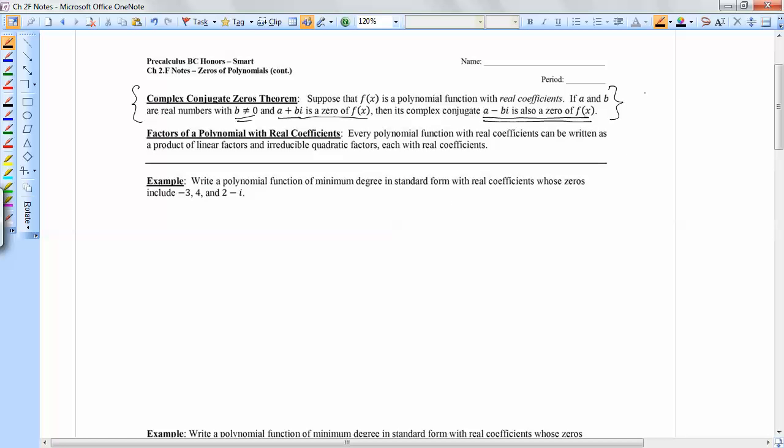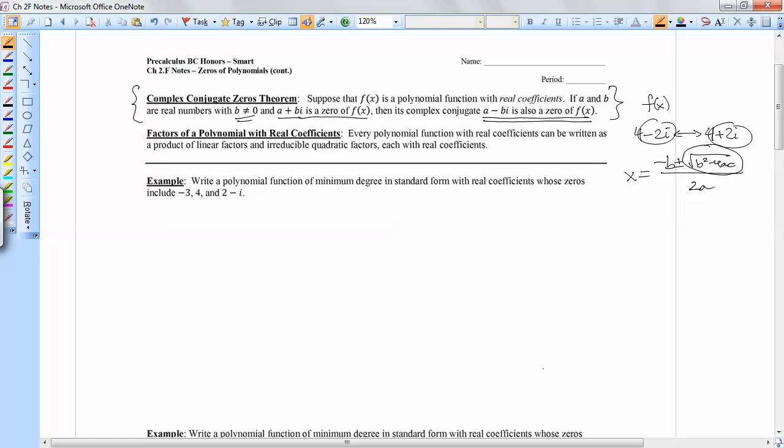So like if I told you that you have some function and you know that 4 minus 2i is one of the zeros, then you also know that 4 plus 2i is going to be another zero. They come in pairs because of the quadratic formula. Remember, the quadratic formula is negative b plus or minus square root b squared minus 4ac all over 2a. And if this thing turns out to give you an i, well then you've got the negative b plus the i and the negative b minus the i. So you've got the plus version and the minus version.